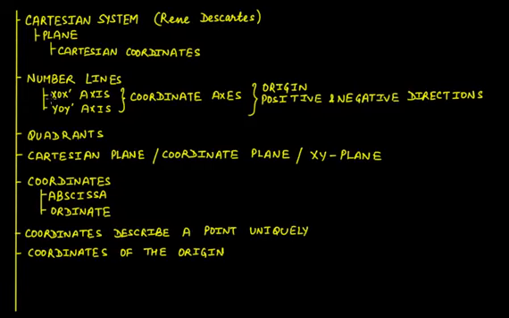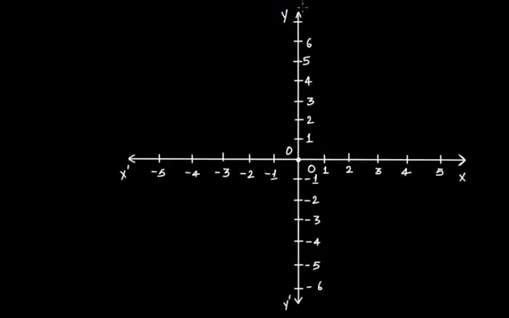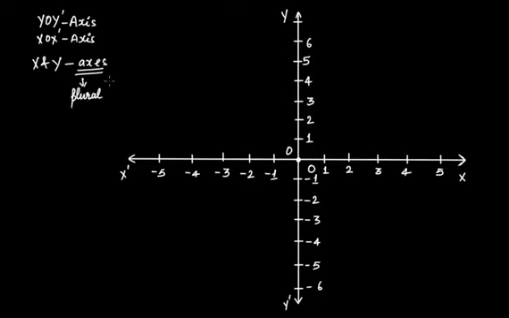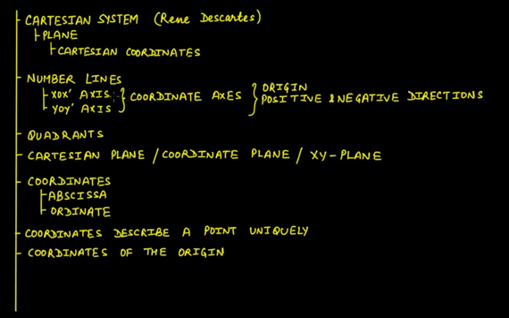So the number lines: XOX dash axis and YOY dash axis. This is one axis, we call it YOY dash axis, and the other XOX dash axis. In short we say the x and y axes. This is the plural of axis. So XOX dash axis, YOY dash axis, and coordinate axes.